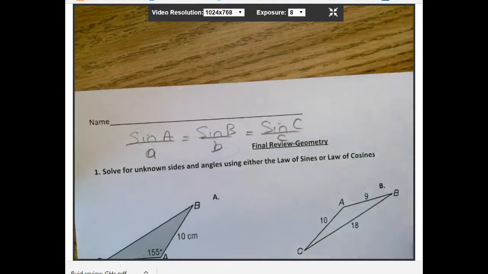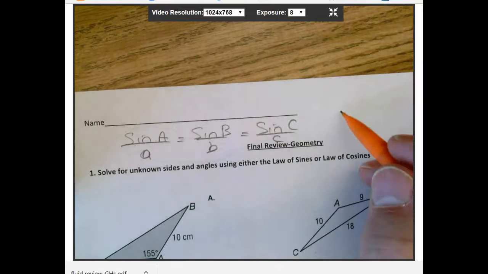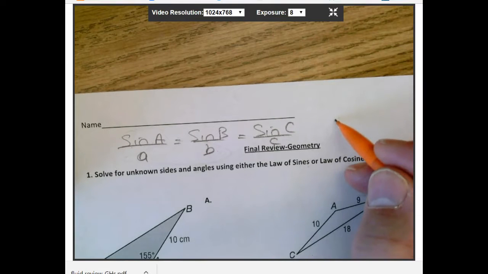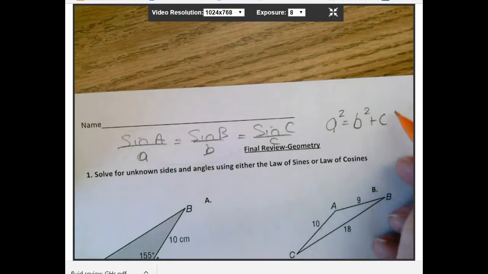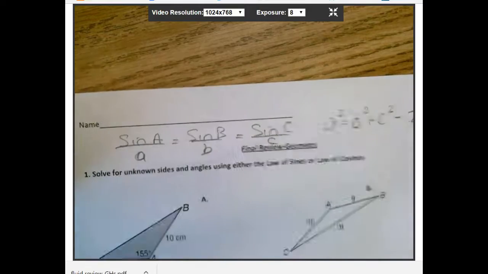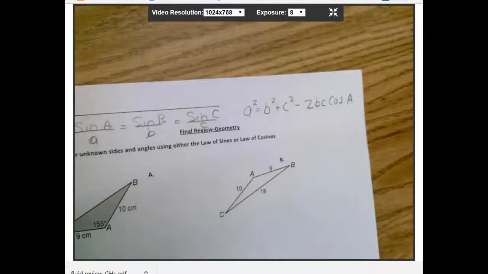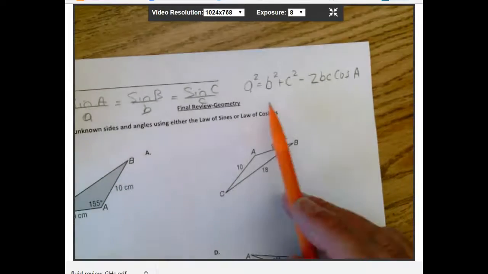The law of cosines, I'll show you one aspect of it. It's kind of like using the Pythagorean theorem. And one example of it would be a squared equals b squared plus c squared minus 2bc cosine of A. Okay, so let me go out a little bit here. So you can kind of see that's the equation that we would use.